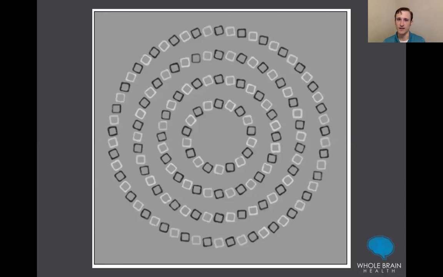Do you see a spiral? Do you see interlocking circles? Do you see concentric circles? Do you see the squares? Are the squares all tilted in the same direction? Maybe, maybe not.